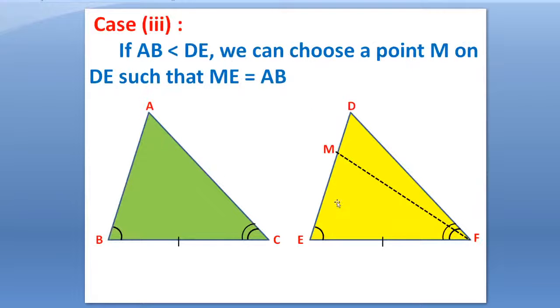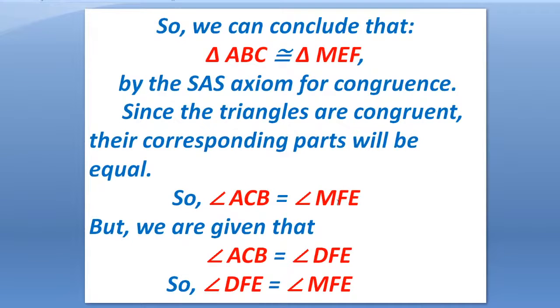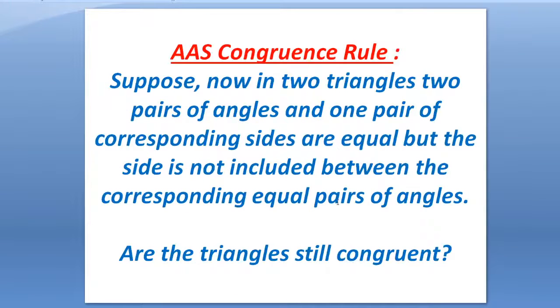If BA is equal to ED, then we easily prove this theorem, triangle ABC congruent to triangle DEF. And for the third case, similarly take a point M on side DE such that ME is equal to AB, and in the same way we have proved this theorem.